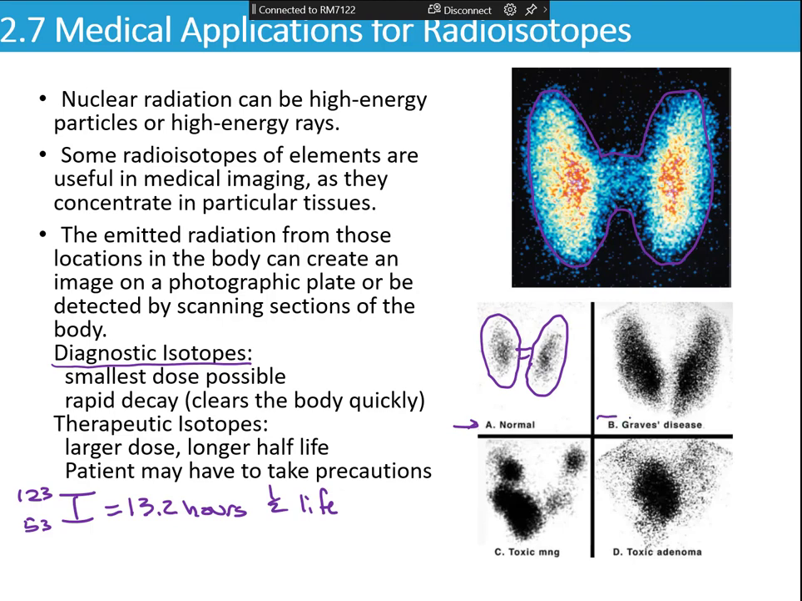But then look, this is a patient that has Graves' disease. So how different does that look? See how dark it is? See how these are much darker than normal? This shows overactive thyroid activity. So this shows that these cells are way more active than they should be. That is a characteristic of Graves' disease.